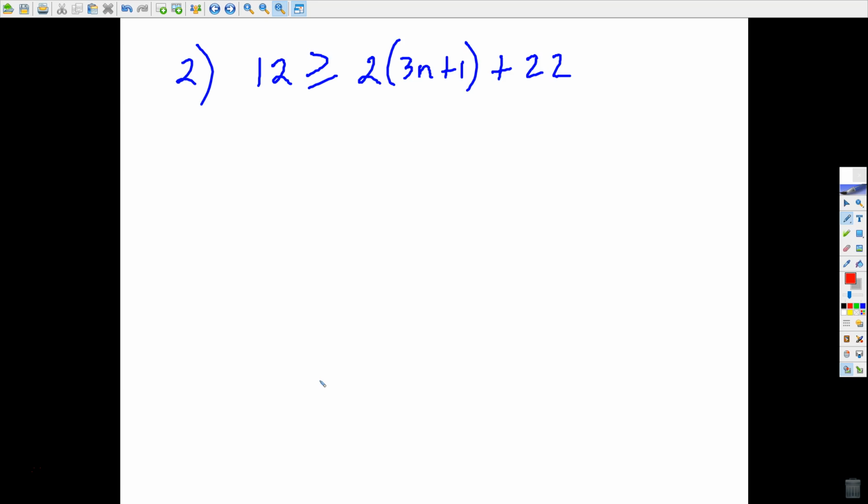Much like last night, if we have grouping symbols, operations within grouping symbols, we need to distribute in order to remove those parentheses. So 2 times 3n is 6n. 2 times 1 is 2. I'm going to combine like terms on the right side. I've got these two constants. 2 plus 22 is 24.